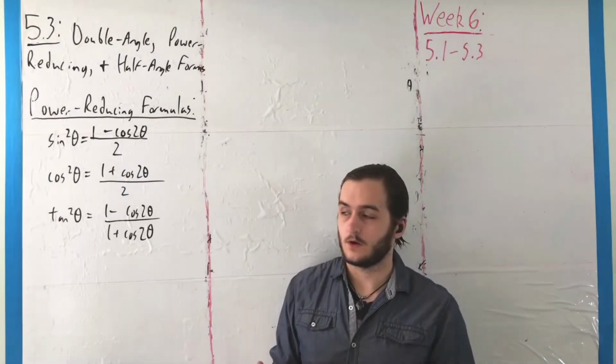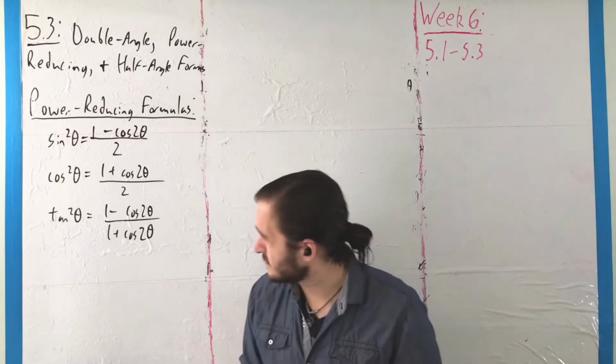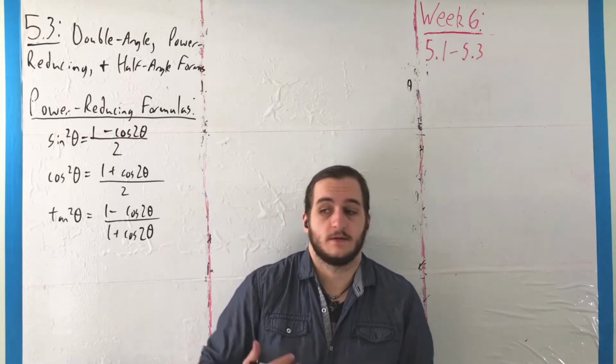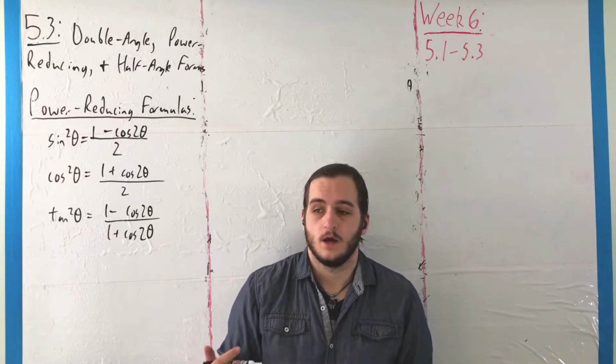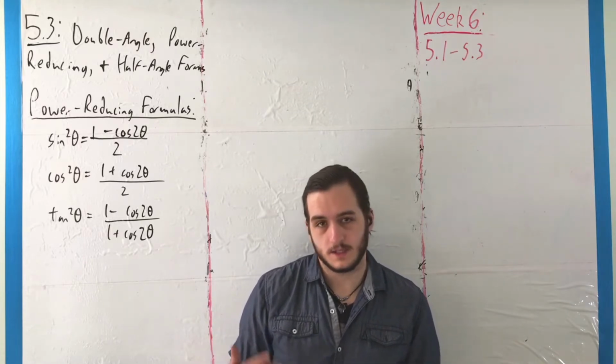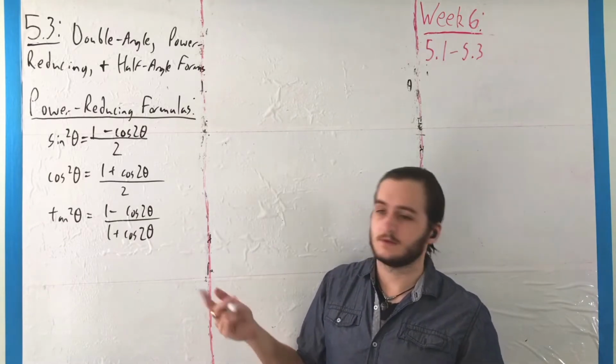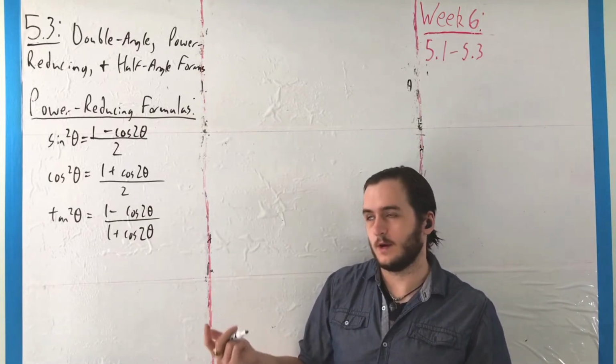Now we're going to look at what are called the power-reducing formulas, which are essentially rearrangements of the double angle formulas. Instead of trying to find something in terms of squares to get rid of a multiple of an angle, we find something in terms of multiples of angles to get rid of squares.